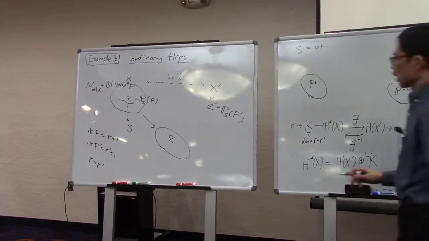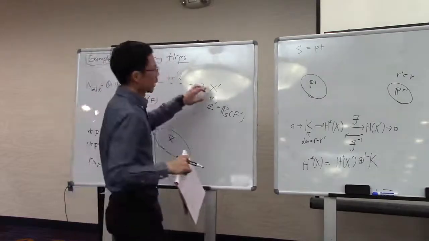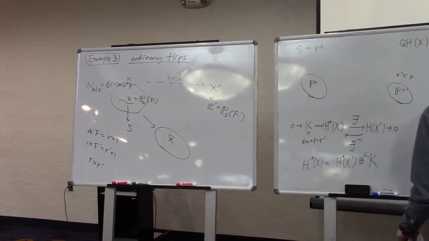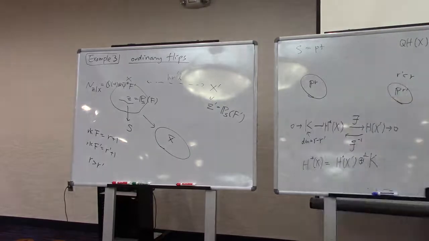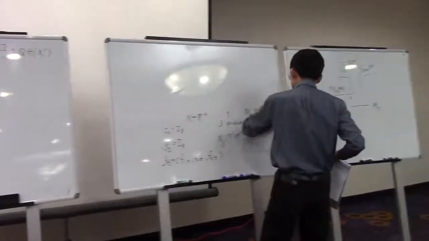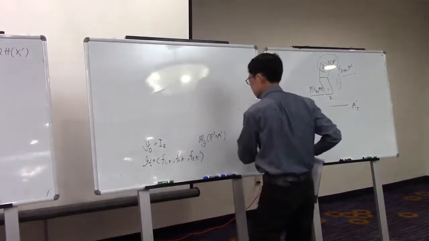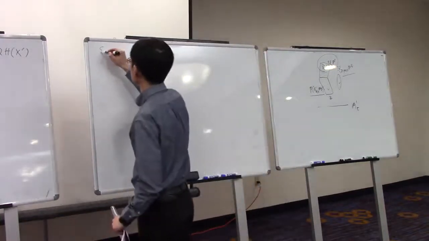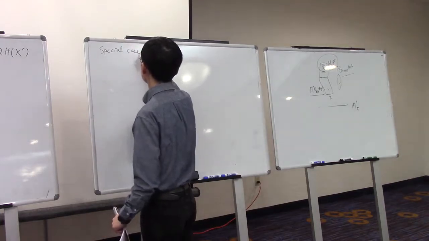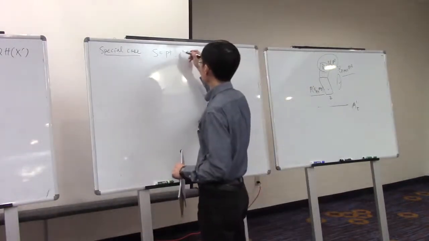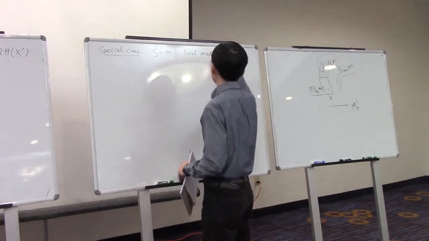So suppose I know the quantum cohomology of X. Can I find the quantum cohomology of X prime? And so I only have two to three minutes left. Let me very quickly say what I expect to have. In this generality, we haven't proved much, but in some special cases, when this is a local model, you observe the following phenomenon.